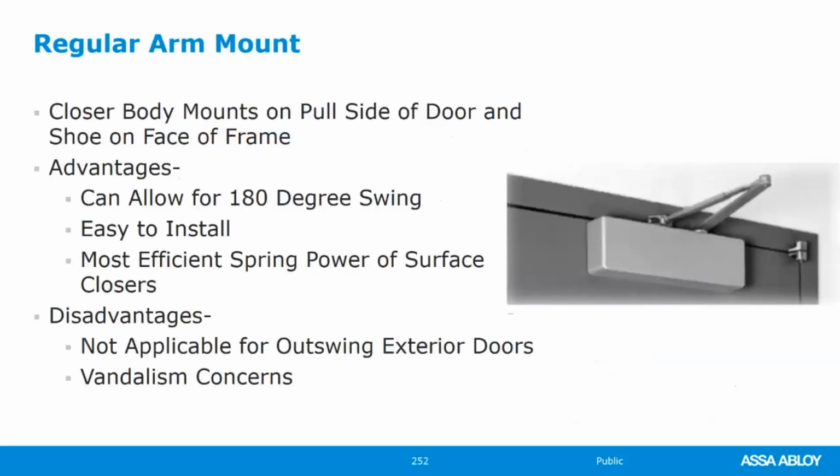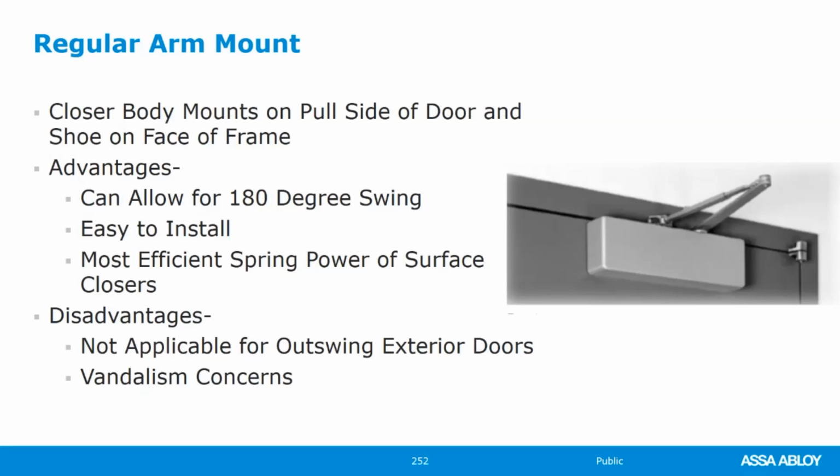Let's talk about the different mountings of door closers. Regular arm mount is the most efficient door closer mount that is available. The closer body mounts on the face of the door, and the shoe of the arm mounts on the face of the frame. It's mounted on the pull side of the opening, so it's a very easy install. It's the most efficient of all the surface door closers. It's easier to install than parallel arm. It will allow a 180-degree swing if you template it for that.